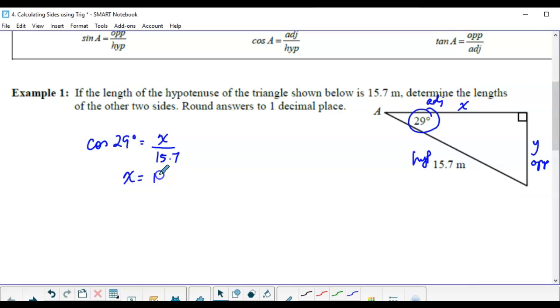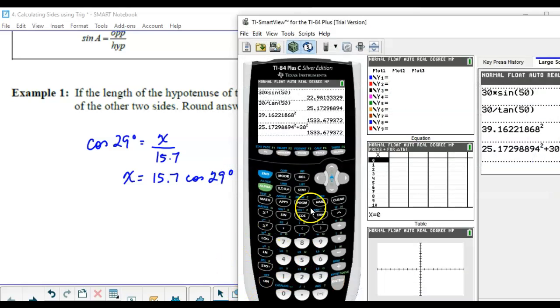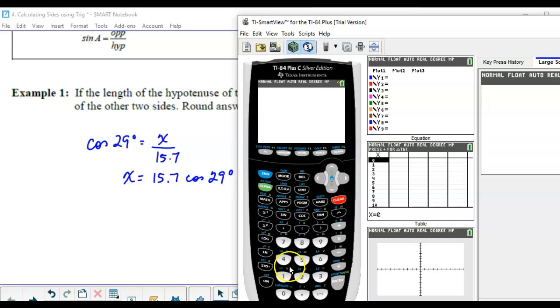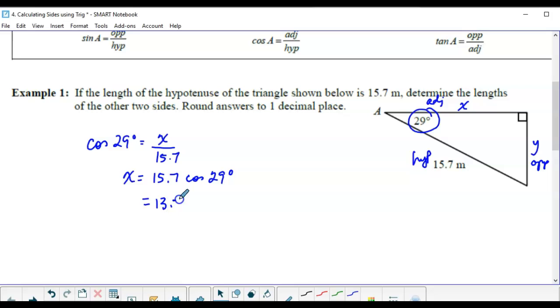So if I want to find x, I'm going to go cos of 29 degrees equals x over 15.7. So then x is 15.7 cos of 29. Get your calculator out, make sure it's in degree mode, and go 15.7 cos of 29, and that's 13.7 meters.